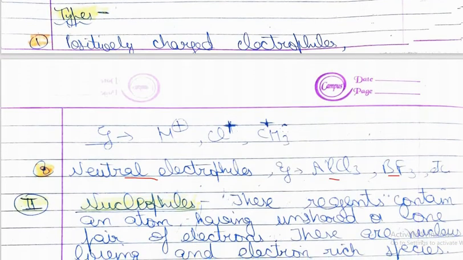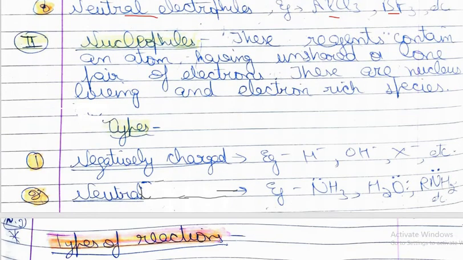So next is nucleophiles. Nucleophiles are the reagents which have negative charge, or they are electron rich species. These reagents contain an atom having an unshared pair of electrons, and these are nucleus loving and electron rich species. So these are also of two types: negatively charged nucleophiles like H-, OH-, X-, that are all rich in electrons.